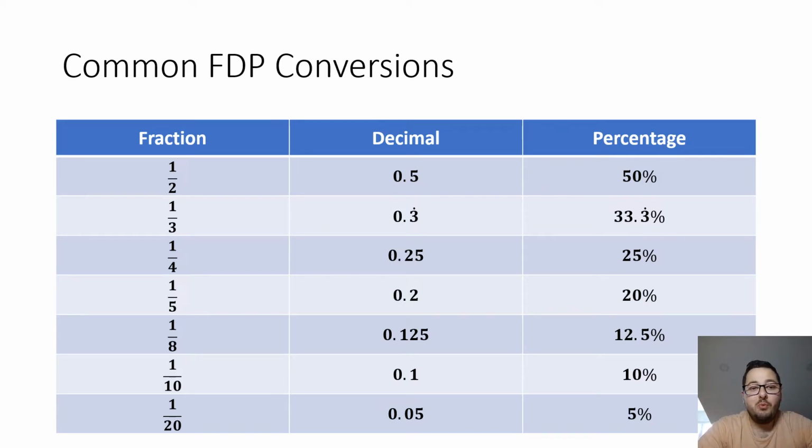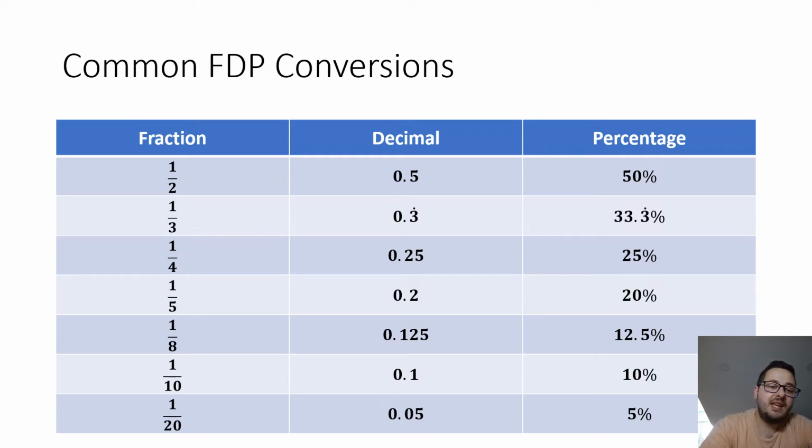Then another common one, we've got a quarter, which hopefully you know is 0.25 or 25%. We've got that a fifth is 0.2 or 20%. An eighth is 0.125 or 12.5%. 1/10 is 0.1 or 10%. And finally, 1/20th is 0.05 or 5%. So I'd recommend pausing the video, copying this down and trying to just get these in your head, because it's going to make life a lot easier for you later on.